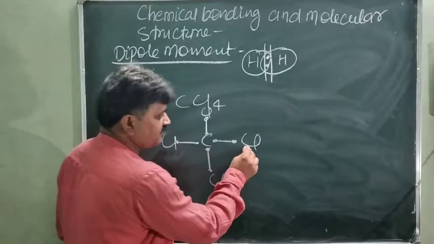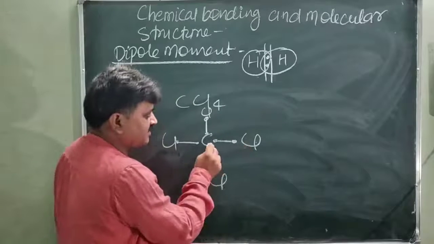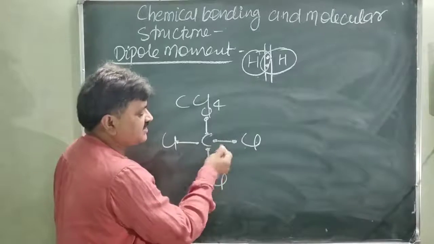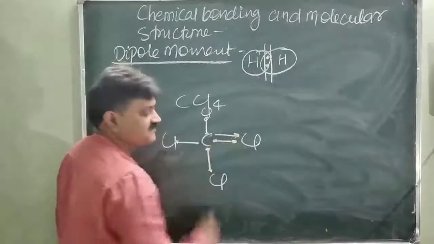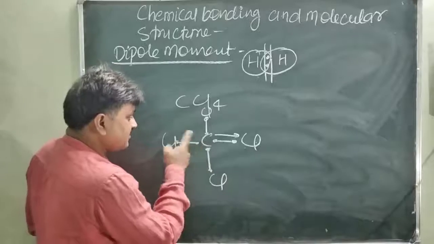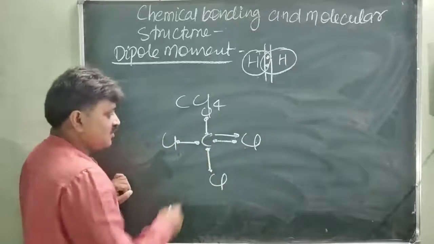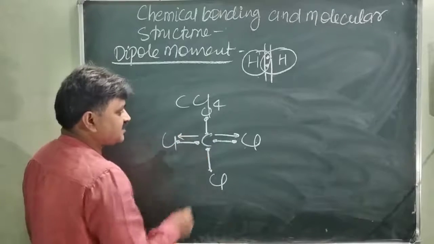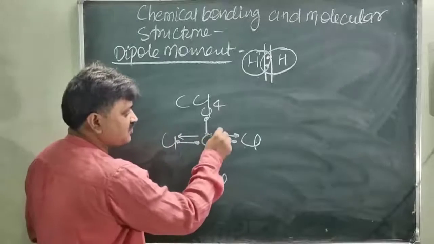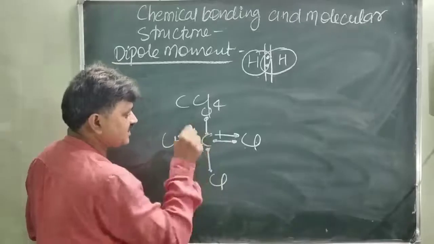You will see the chlorine has more electronegativity than carbon. So it is obviously clear that the electron moves toward this side. But on the opposite side also a chlorine atom is bonded, so it also attracts the electron to its side. So their forces of attraction on the electron coincide with each other.